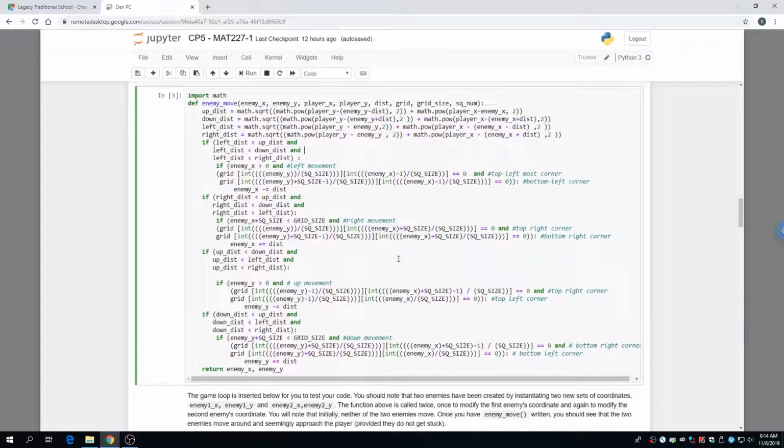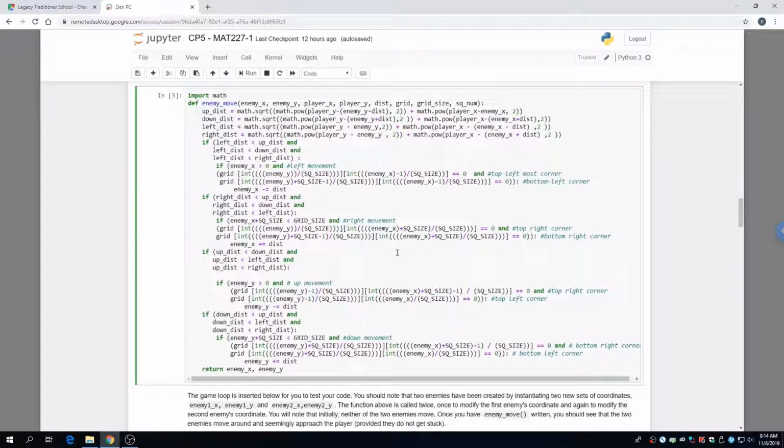And then we did an if check. So we checked if the left distance calculated is less than the up distance, the down distance, and the right distance, then move to the left. And then the second if check was for the barrier blocks. So if there's not a barrier in the way moving to the left, then the enemy can move to the left.